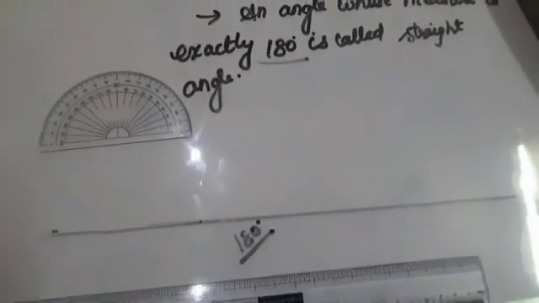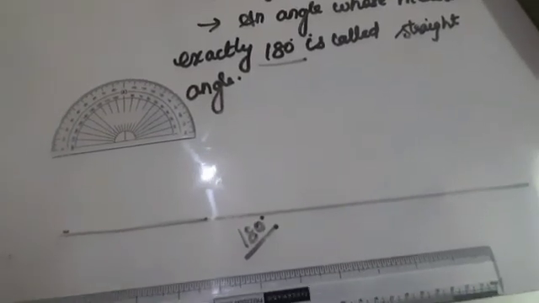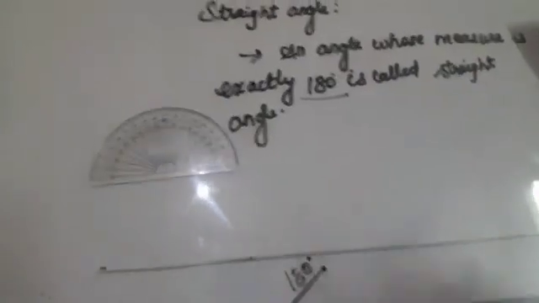For example, we can take a tube light or the pen which we have. These are all examples of a straight angle which will measure exactly 180 degrees.